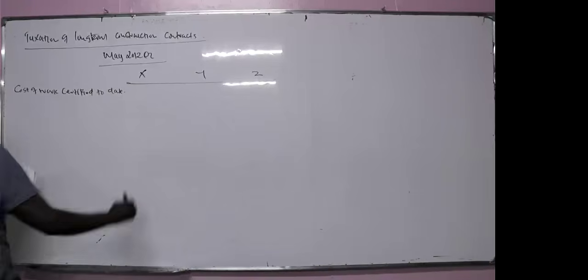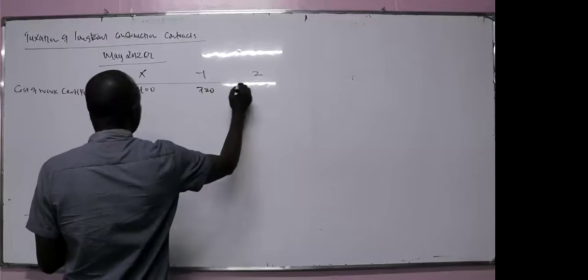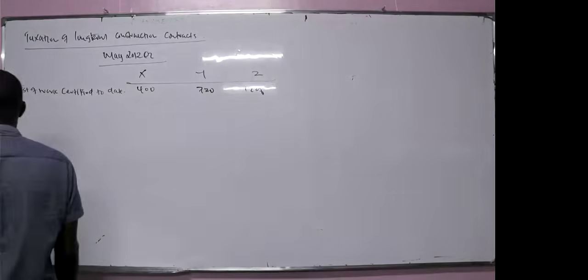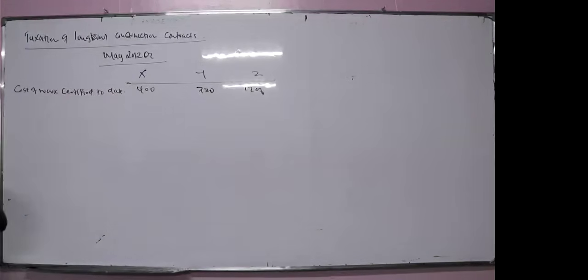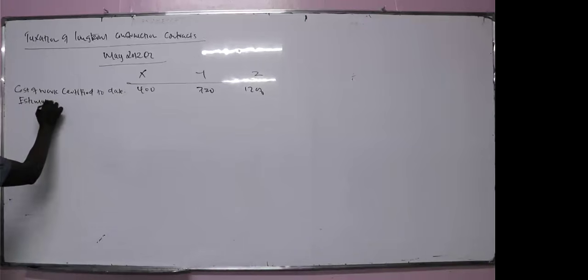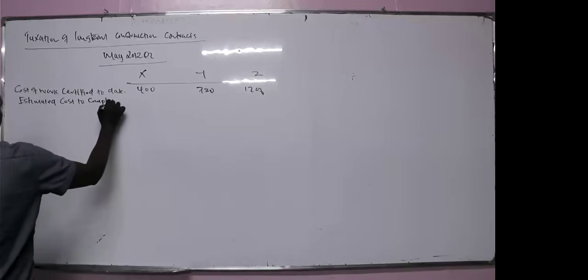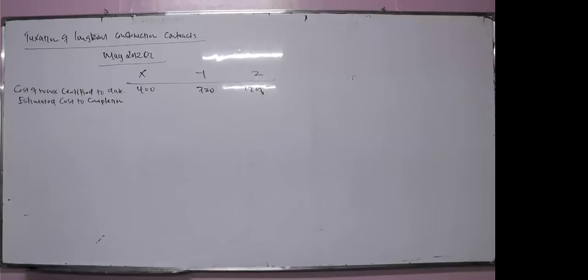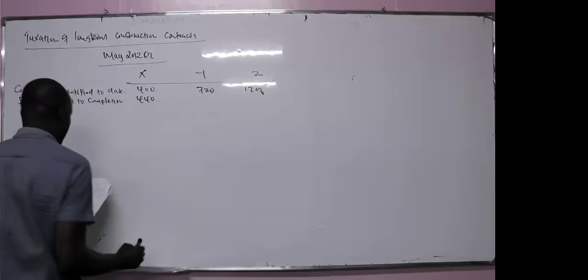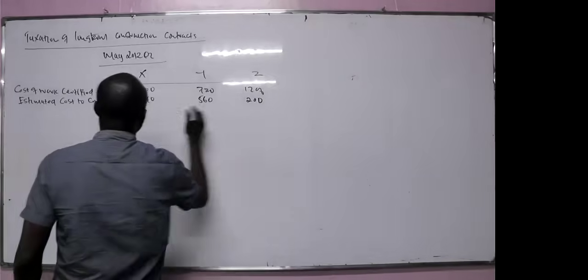X how much? 400. Y? And this other one? And then we have estimated total cost to completion. X how much? 440, Y 560, and Z 200. Then we get the total cost.